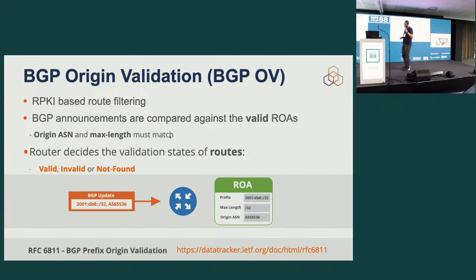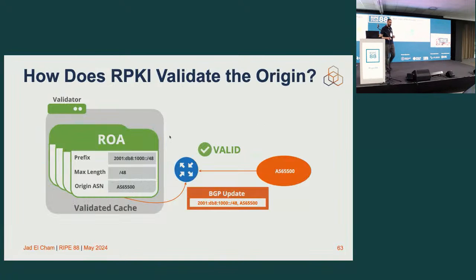The invalid ROAs, I don't take a look at them. I don't download them in the first place. So the origin AS and the maximum length must match for me to decide that the BGP announcement is correct. Right? So if I receive a BGP announcement for /24, but the ROA says I only validate up to /22, then no, it's not valid. Right?